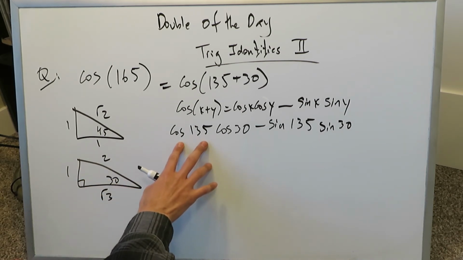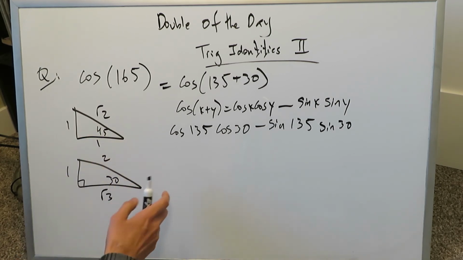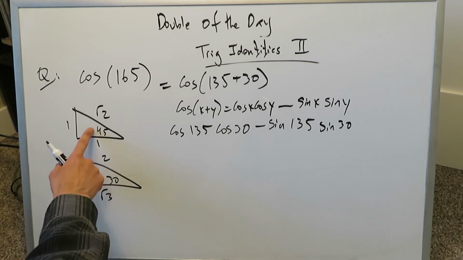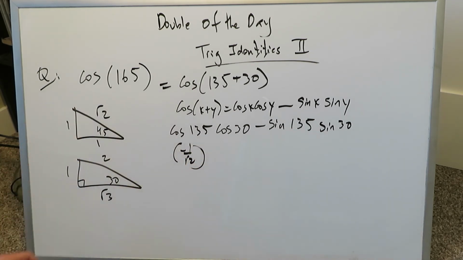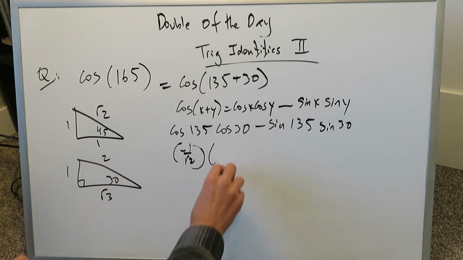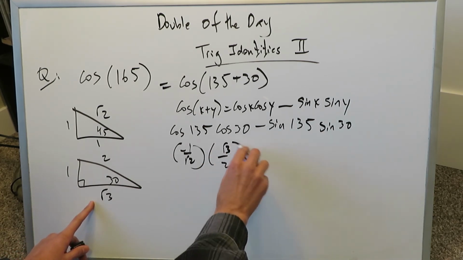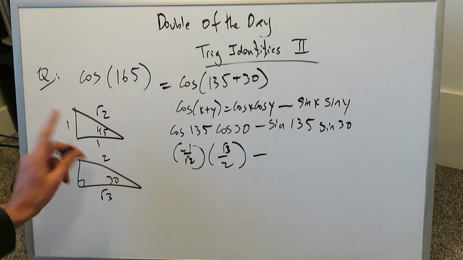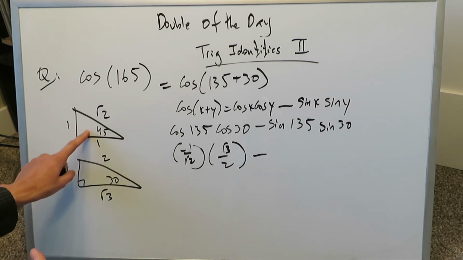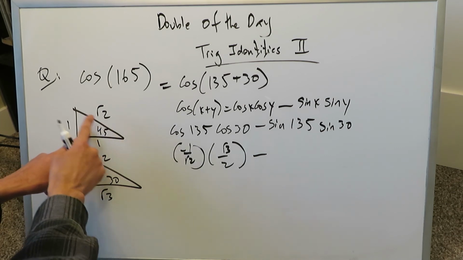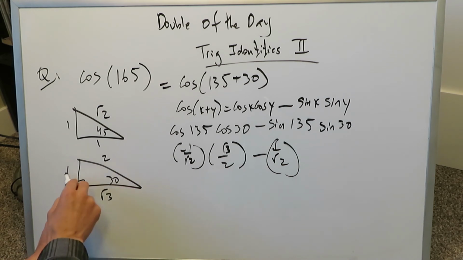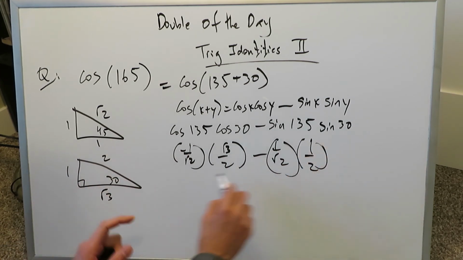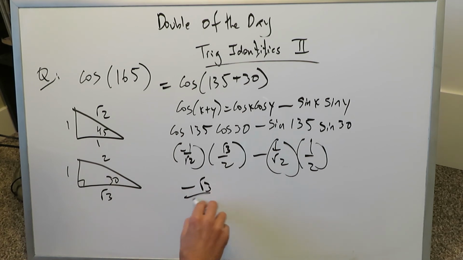Plug the values in. Cosine 135 is the same thing as cosine 45 in the second quadrant, and it's always negative. Cosine 45 in the second quadrant would be what? Minus 1 over root 2. Remember, cosine 45 is 1 over root 2, but in the second quadrant, cosine is negative. Cosine 30 is root 3 over 2, minus sine 135. Sine is positive in the second quadrant, but sine of 135 is the same thing as sine of 45 in the second quadrant, which is 1 over root 2, right? You know that. Sine of 30 is 1 over 2. And bring everything together. You have minus root 3 over 2 root 2 minus 1 over 2 root 2.